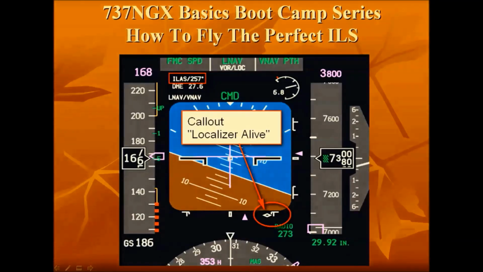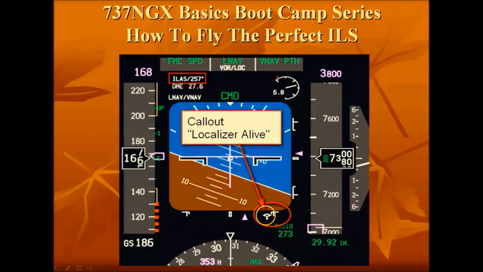So that callout, localizer alive, for those of you that may not know what that is on the PFD, this is the localizer needle. It moves left and right. When it's in the center, the aircraft's right on the center line of the extended localizer signal. The localizer over here tells us that the localizer is to the right of us, because this is where the airplane is, right here.